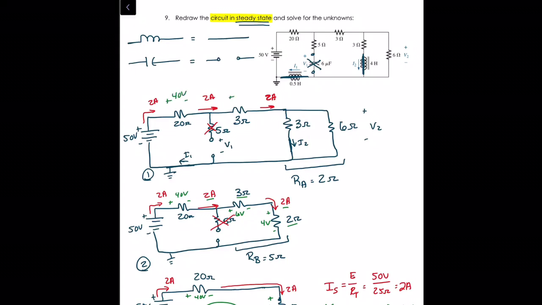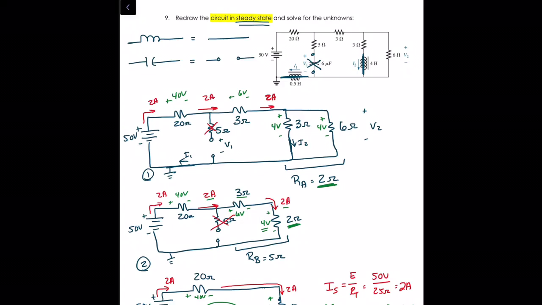So we had 40 volts drop across the 20. I had 6 volt drop across the 3. And then this 4 volt drop is across both the 3 and the 6 ohm resistor. Why? Because that's where I got the 2 ohms from. I combined the 6 and the 3 in parallel. In parallel, they have the same voltage drop, which is going to be that 4 volts.